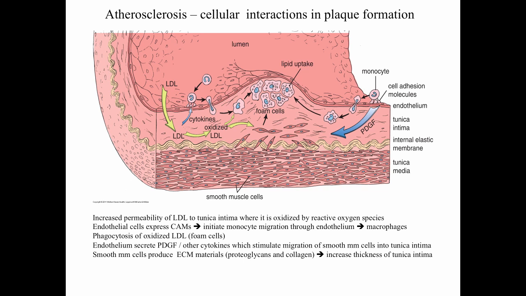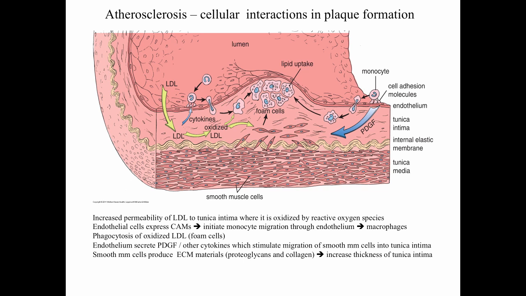This diagram just shows some of the cellular interactions in plaque formation. This is important to get a basic understanding of because you're going to come back to this over and over again in pathology, and you'll see it for almost all of your time in clinical practice. So here we're in the lumen of one of these large blood vessels. There'll be increased permeability of LDL on the endothelial cells. That will allow LDL to get into the tunica intima, where it's going to be oxidized by reactive oxygen species.